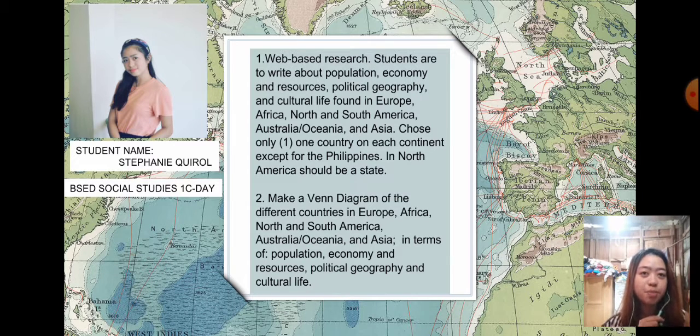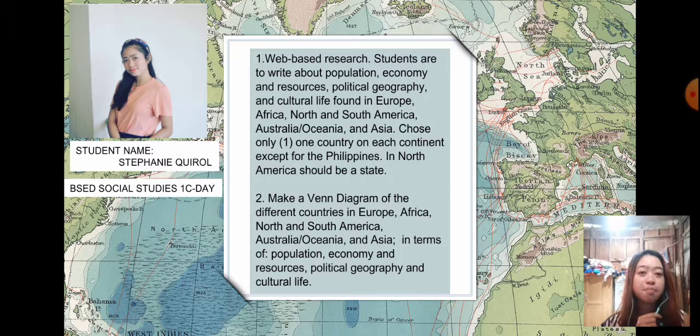So my reporting is all about, one, web-based research. Students are to write about the population, economy and resources, political geography, and cultural life found in Europe, Africa, North and South America, Australia, and Asia. Choose only one country on each continent except for the Philippines. In North America it should be a state.